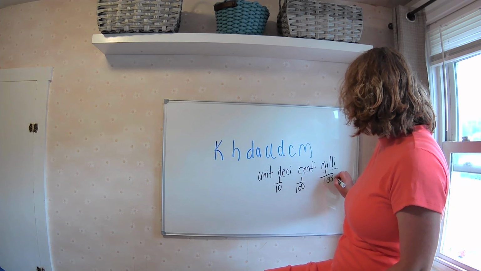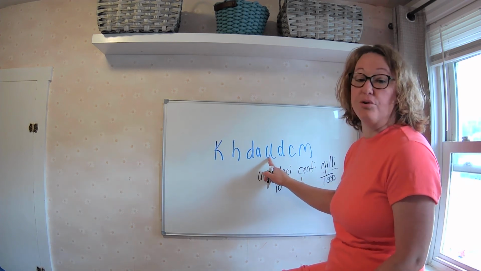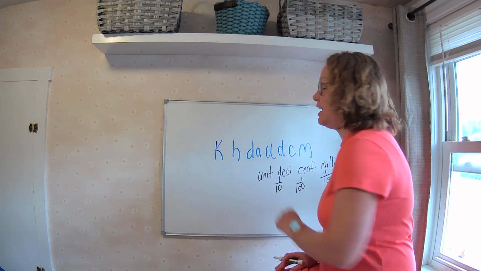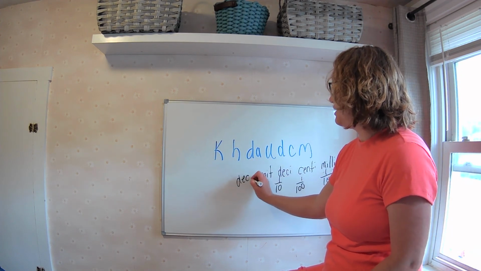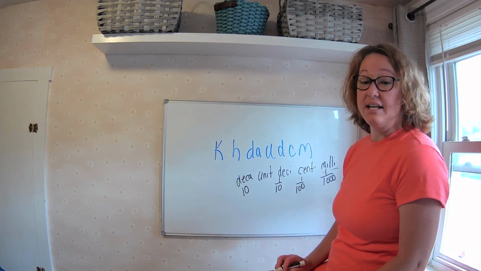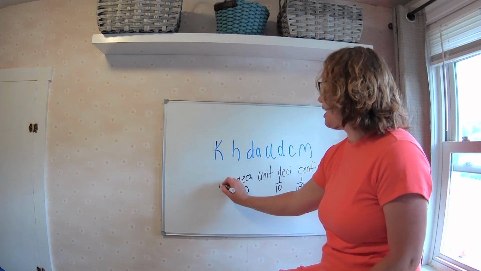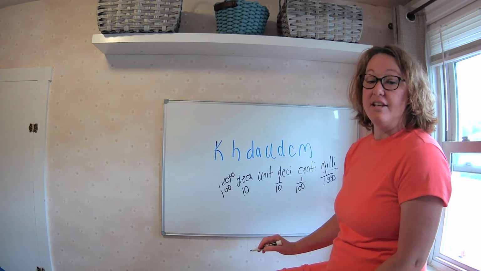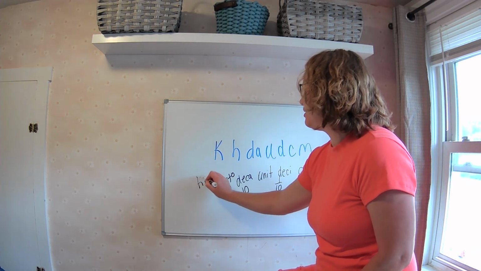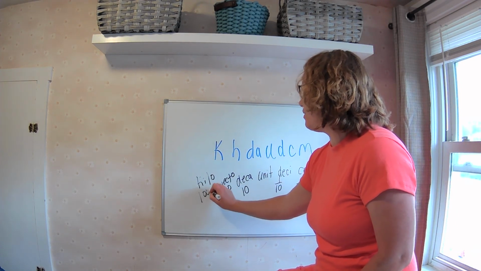All right. Again, there's the unit. Now we're going to the left of the unit, and we're going to the whole numbers. We have DA, which stands for deca, and it is 10. We have H for hecto, and it stands for 100. Then we have kilo, and it's 1,000.